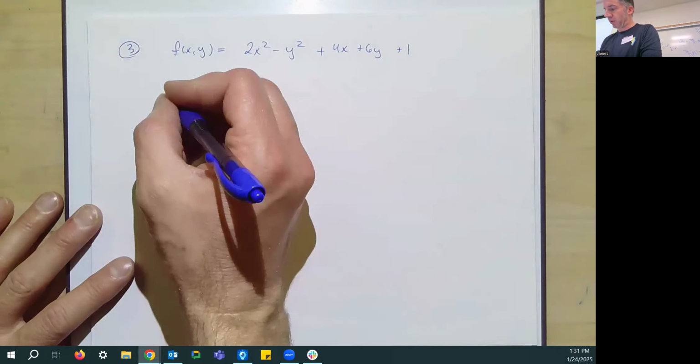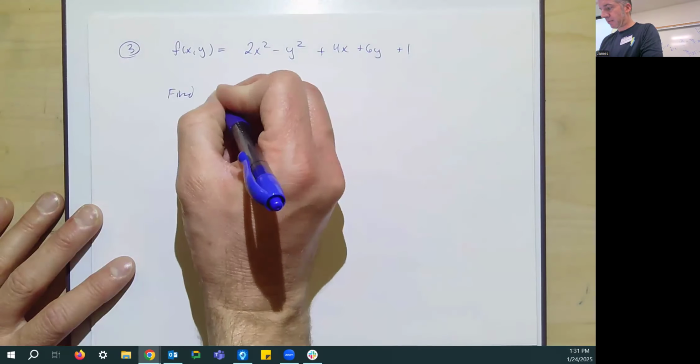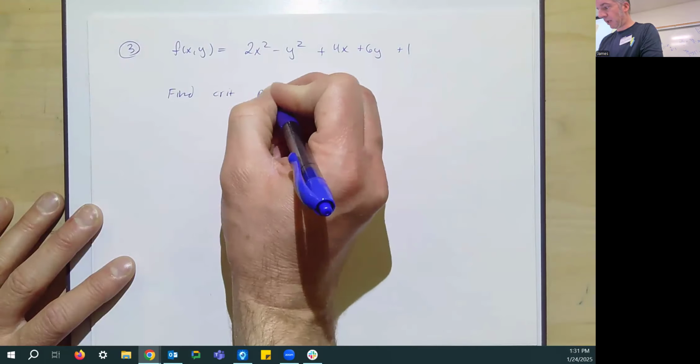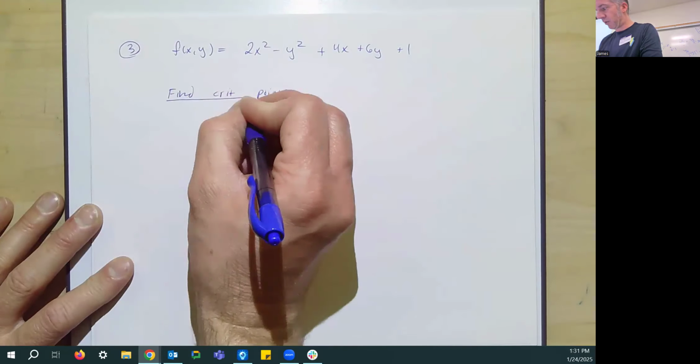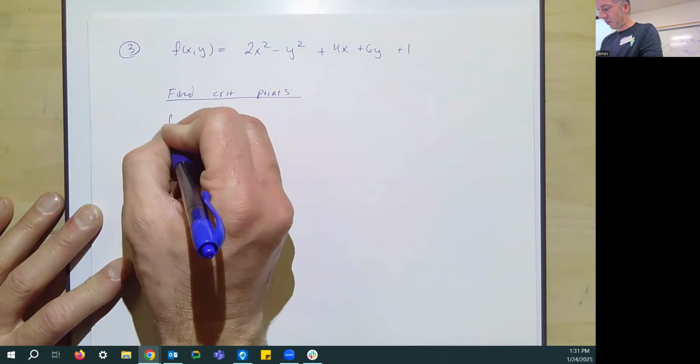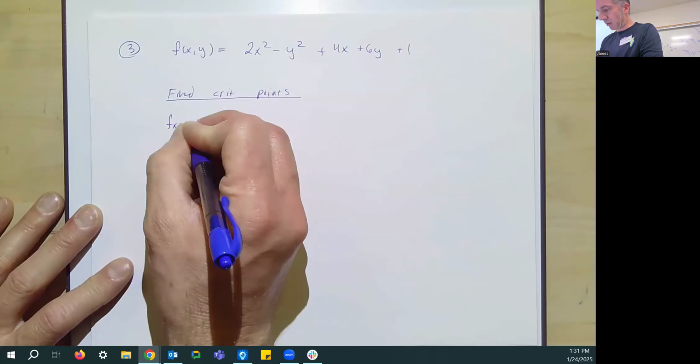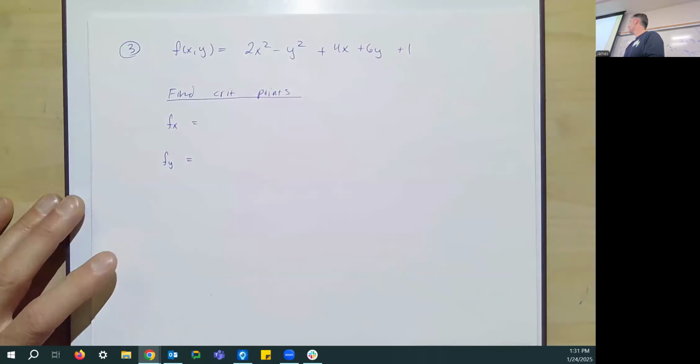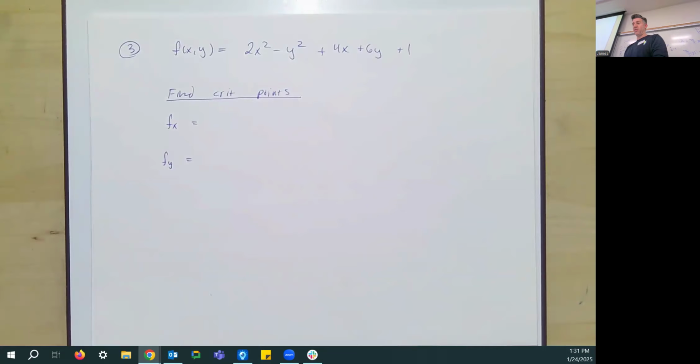So find the critical points first. And again, you're going to do that by taking each partial derivative, fx and fy, and setting them equal to 0. So go ahead and do that. I think you're only going to get one critical point here. So go ahead and find your one critical point and then see if you can classify it.